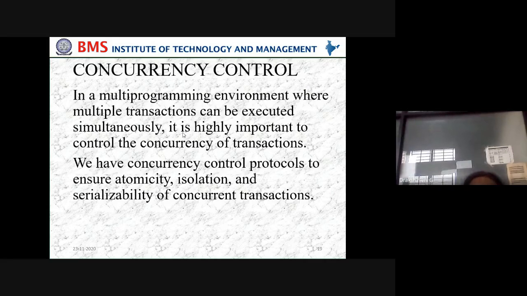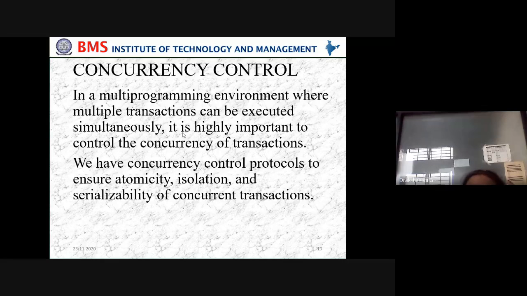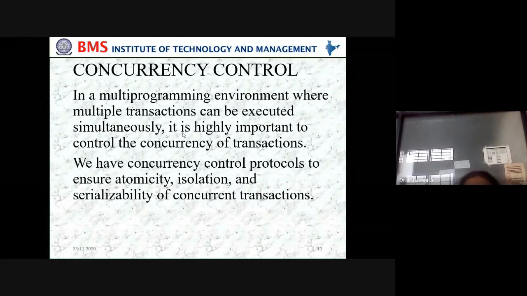We have concurrency control protocols to ensure atomicity, isolation, and serializability of concurrent transactions. So even in a transaction or concurrency, concurrency means parallelly we are doing something. In that case also, either you execute completely or don't execute. That is what atomicity says to us.